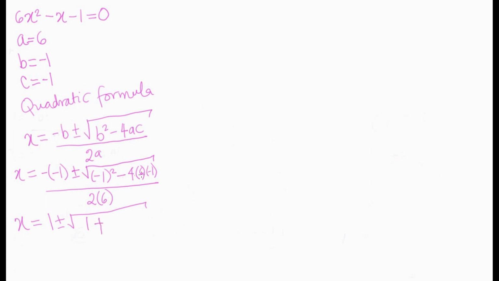So we have here to be positive, so 4 times 6 times 1 is 24 over 2 times 6 is 12.